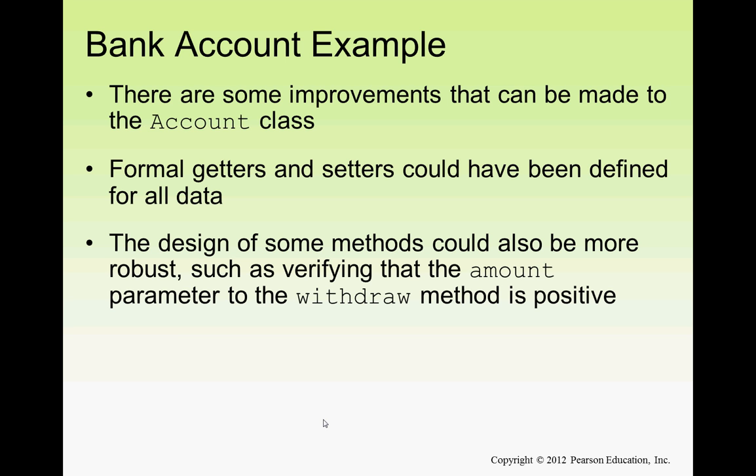You can improve on the bank account class. You can set your getters and setters, could have been defined. You can also design some methods that could be more robust, such as checking that the amount parameter to the withdrawal method is positive. You don't want to go into a negative account, that kind of thing.